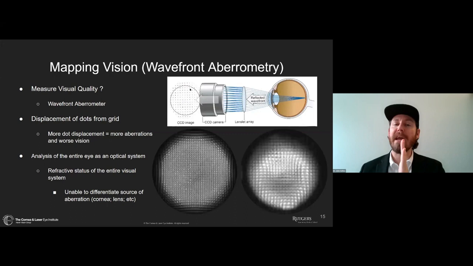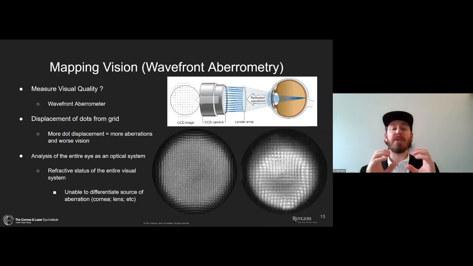That microlenslet array focuses the light in individual points on a sensor. And those individual points are what you see below. What we're looking at is displacement of those dots from a grid. The more displacement we have, the more aberrations we have, the worse the vision. The other thing that we're looking at is the clarity of those dots: how focused or defocused those spots are. And when we look at this, by those definitions, we can start to understand the vision of an individual objectively. So kind of think of it as like a really high-tech retinoscope.